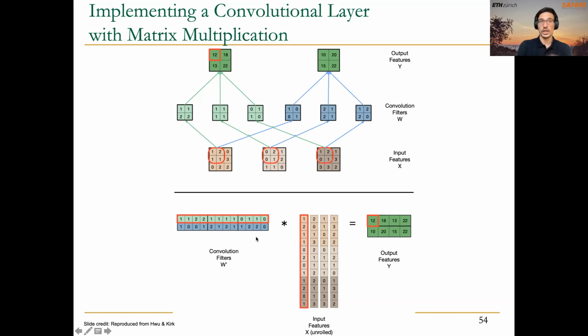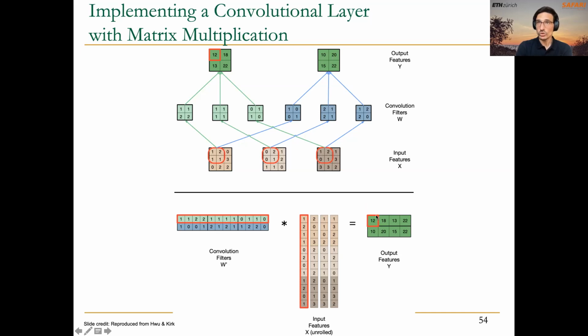The idea behind reducing the convolutional layer into a matrix multiplication is unrolling the convolution filters and also unrolling the input features. You can see these four elements, 1, 2, 1, 1, have been unrolled and placed here. These four elements, 0, 2, 0, 1, are placed in this column of matrix X, and these elements, 1, 2, 0, 1, are now in the first column of matrix X. And we do the same for the convolution filters. Notice that 1, 1, 2, 2 is now here, then 1, 1, 1, 1, and so on and so forth.